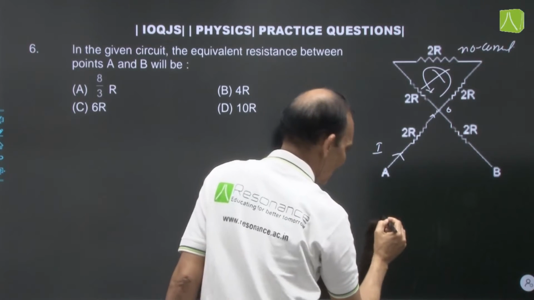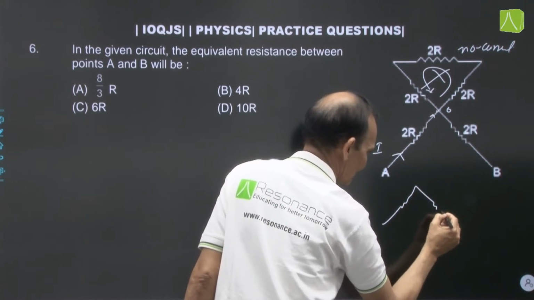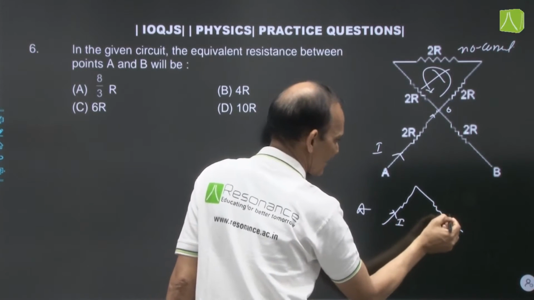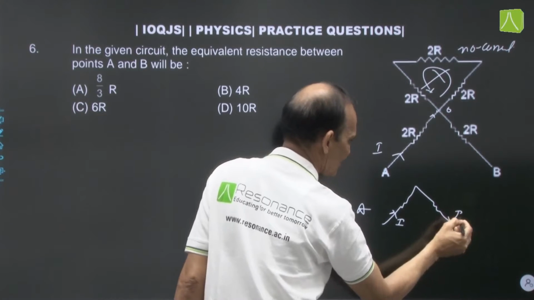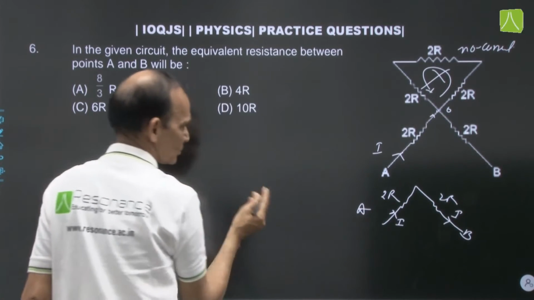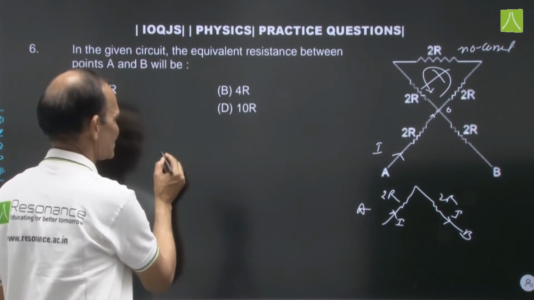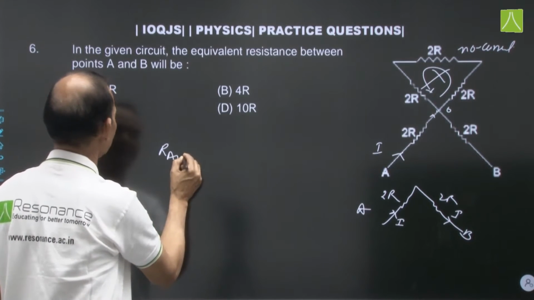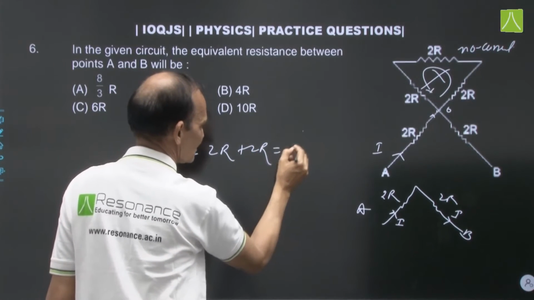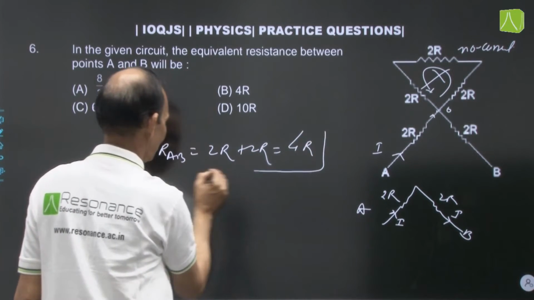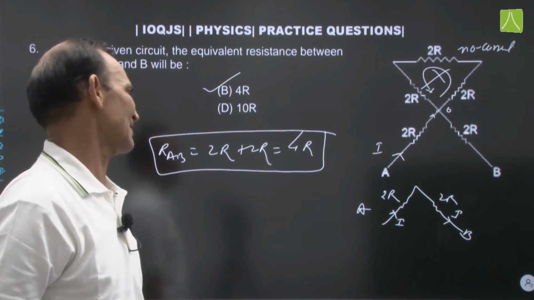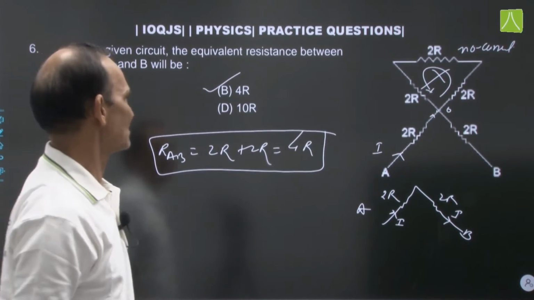It means our circuit is only this one. This point is A, current is I. This point is B, current is I. This is 2R, and this is also 2R. So these two are connected in series. So R AB will be 2R plus 2R, that is 4R. It is the answer. The correct answer is B. That was question number 6. Next, question number 7.